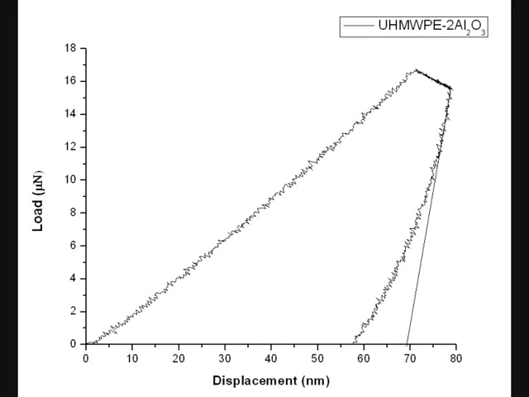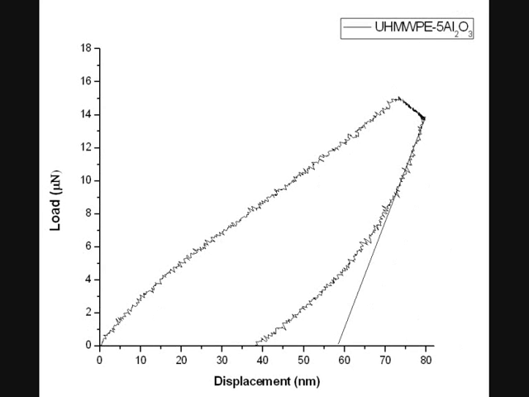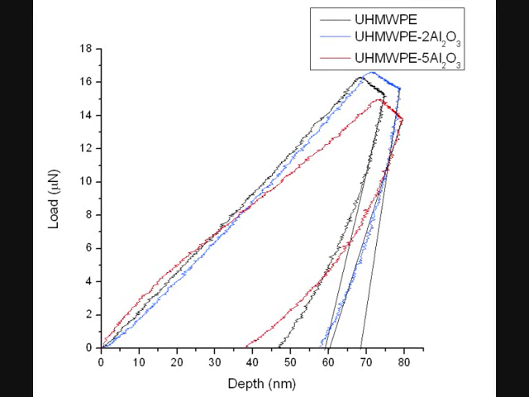This is the curve for ultra-high molecular weight polyethylene plus 2 weight% alumina. Here it is seen that the maximum load is still around 16 micronewton, but the maximum displacement is around 70 nanometers. This is the curve for the ultra-high molecular weight polyethylene plus 5 weight% alumina composite. In this slide, a comparison between all three specimens has been presented. It is seen that the residual depth is least in the case of ultra-high molecular weight polyethylene plus 5 weight% alumina, while greatest in the case of ultra-high molecular weight polyethylene plus 2 weight% alumina.